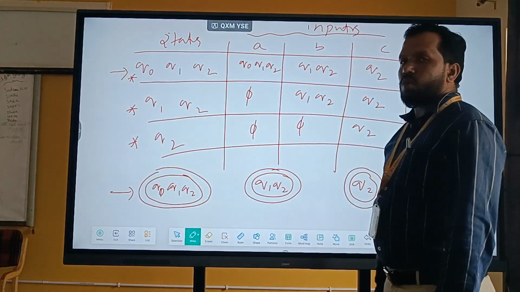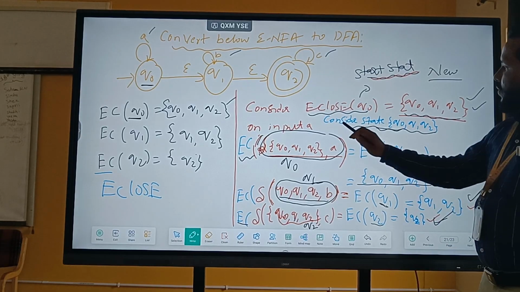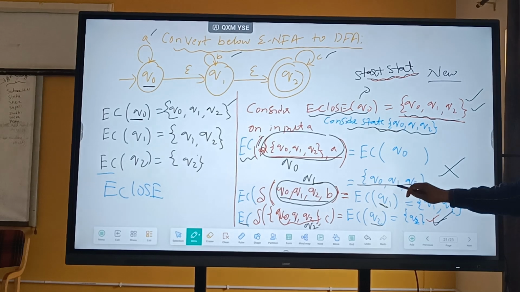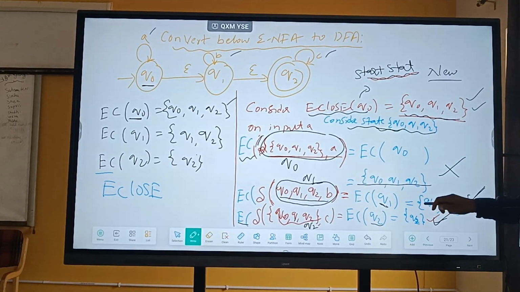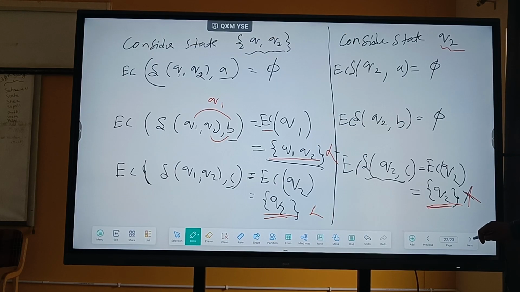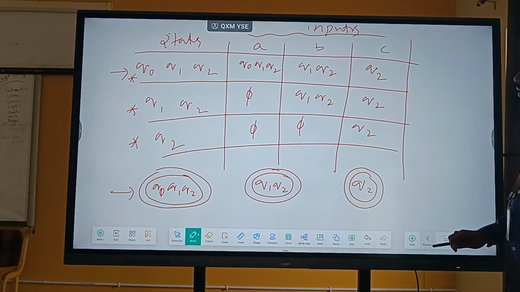State Q0, Q1 on A, where is it going? Q0, Q1 and Q2, correct? What output do we get? The epsilon closure of this state on A gives Q0, Q1 and Q2. Same thing on B, it is going to Q1 and Q2. Same thing for C, it is going to Q2. That's what we have written here, nothing else. The same way come to Q1 and Q2.